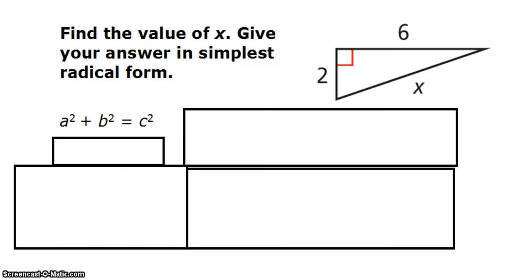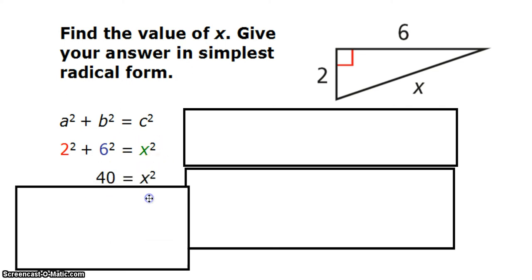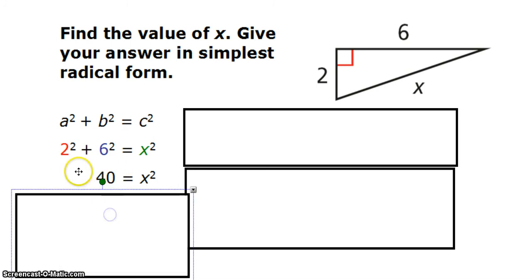Find the value of x. Give your answer in simplest radical form. So the unknown in this triangle is which side? You got it, it is the hypotenuse, c. So we will simply substitute, right? 2 squared plus 6 squared is equal to the hypotenuse squared. So we have 40 equals x squared. Are there any perfects? Oh, we're going to take the square root of both sides.